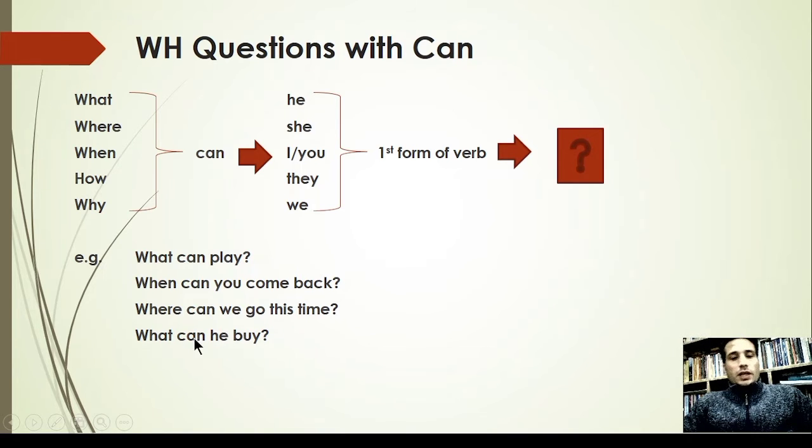What can they buy? What can I buy? What can you buy? Etc. So you can make a lot of questions by changing the verb or the subject. So what can he buy? What can he sing? What can he bring? What can he think? What can he sing? Etc. Okay, so that is how we can make WH questions with can.